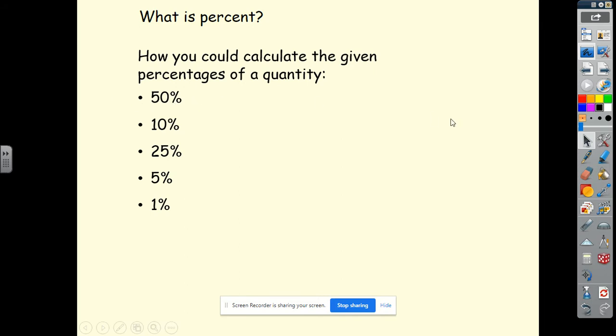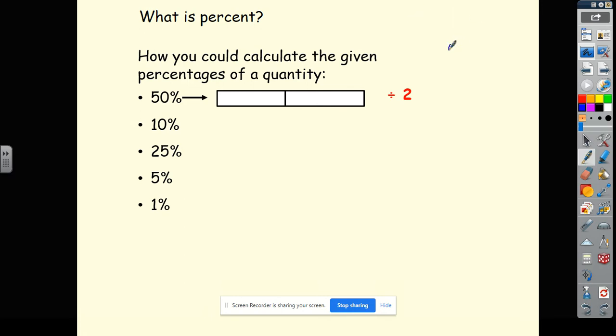Well, if we're looking at 100% being the whole, we should see that 50% is going to be half of that. So if it's half of it, we would be dividing it by 2. Okay, so let's think about 40, what's 50% of 40? Well, the whole thing has to add up to 40, so each part would be 20. So 50% would equal 20. Okay, let's rub those out.